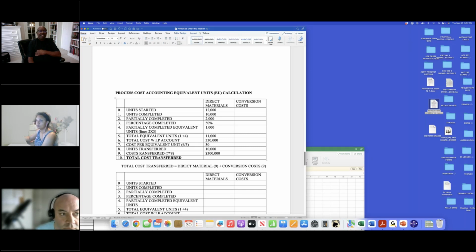What is the total cost transferred? We have both direct materials and conversion costs. So that's what you all are going to do. We're going to add whatever's on line 9 on both sides. So you all have to do the conversion cost. We had 330,000 of raw materials, and we're transferring out 300,000. I want you all to go do the other side and tell me how much cost you're transferring out.